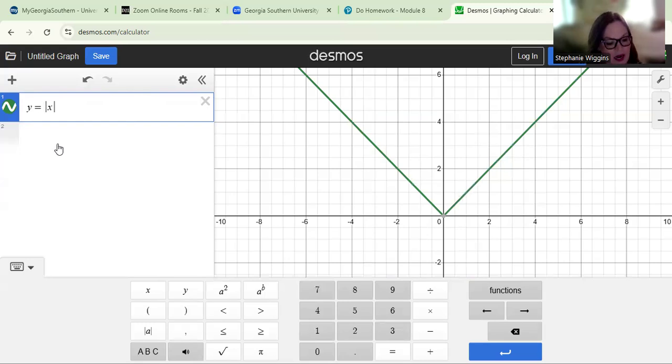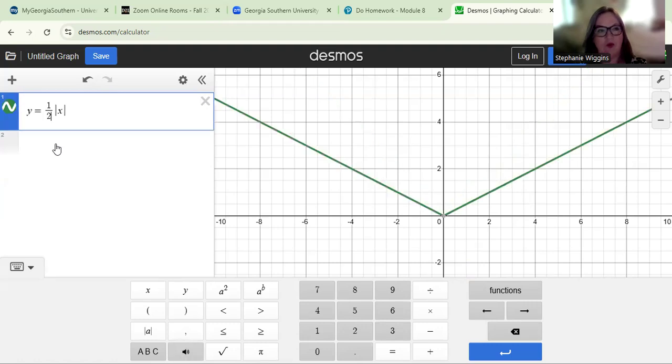But before I do that, this time I'm going to shrink it instead of stretch it. Shrinking is multiplying by a fraction between 0 and 1. So this time I'm going to do 1/2, and you can see what happens, it flattens it out. That's because the 1/2 is on the outside, so vertically it's going to shrink it, and that causes it to compress.